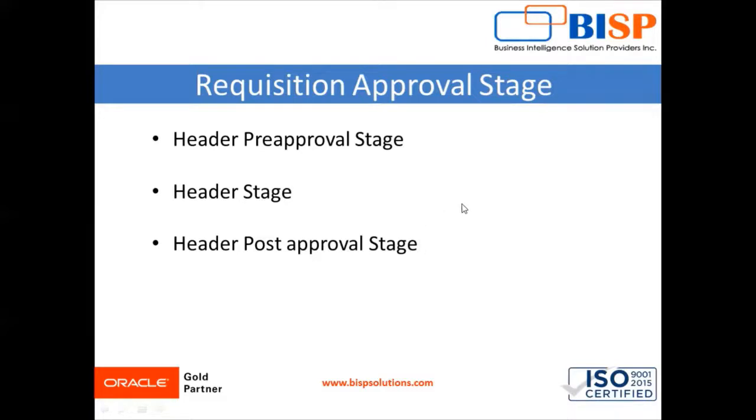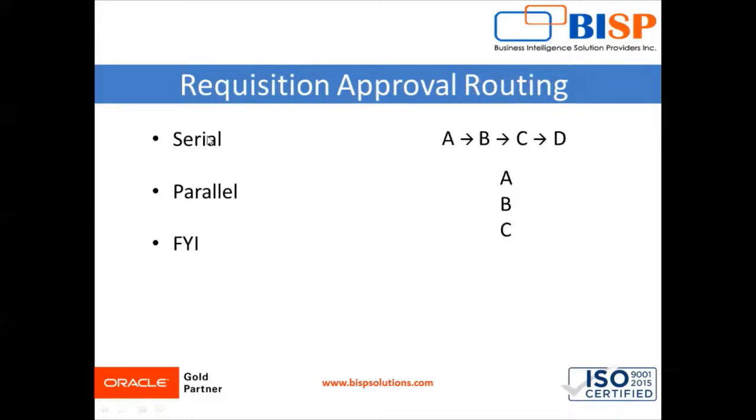Now next is the routing options, requisition approval routing. Basically we have three types of routing options in our application. First one is serial, second is parallel, and third is FYI. In the procurement application, the first one is serial routing. What does serial routing mean? With the help of serial, you can approve your requisition in a serial manner.